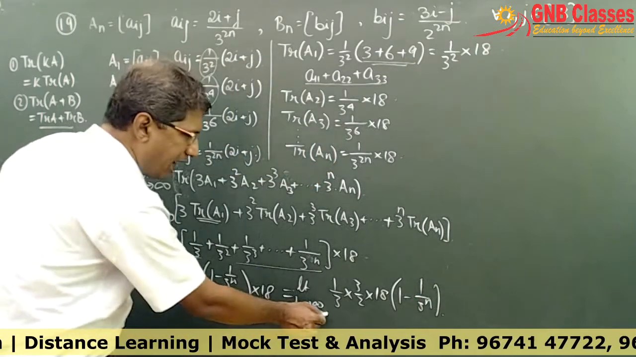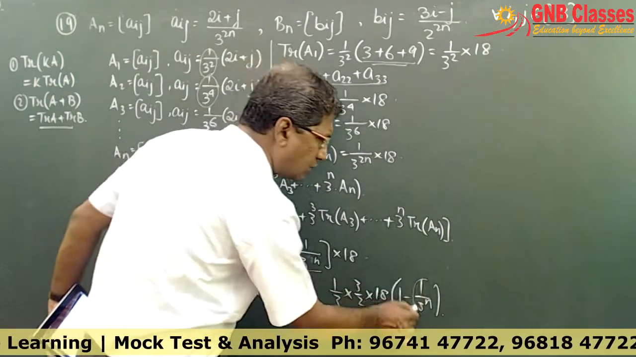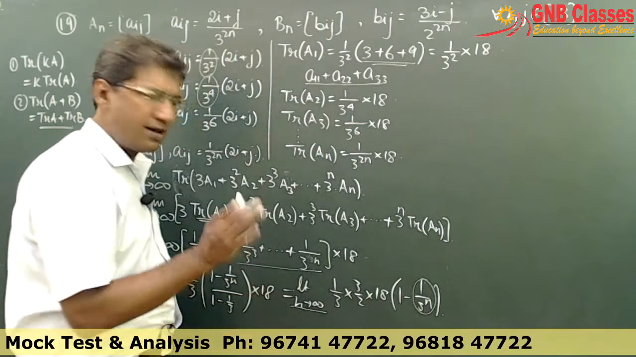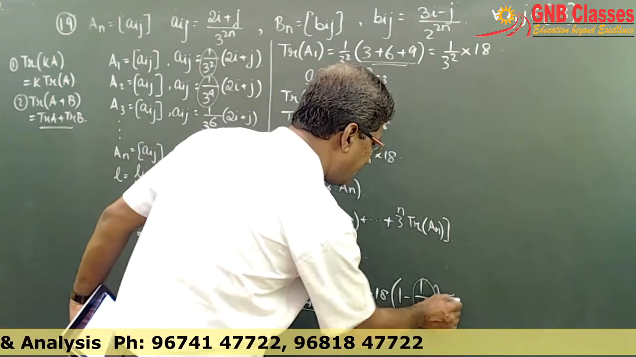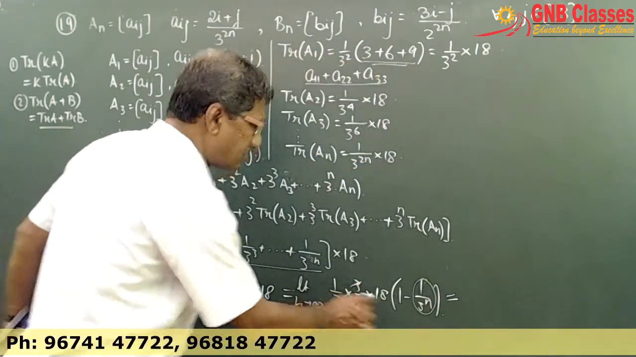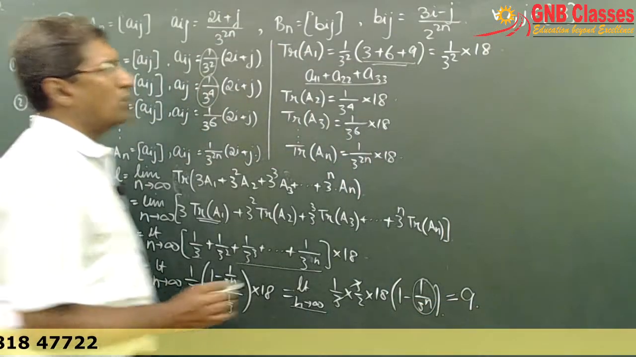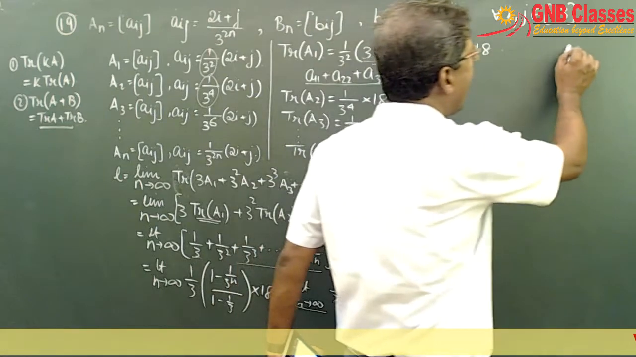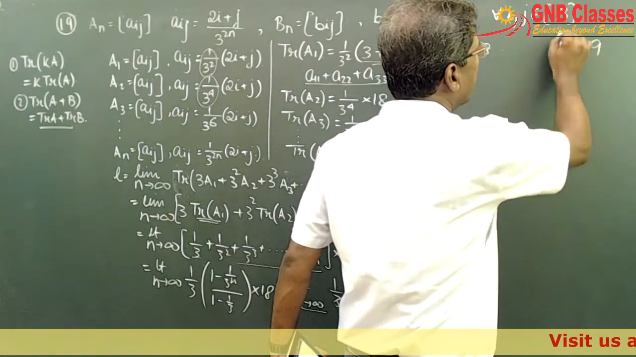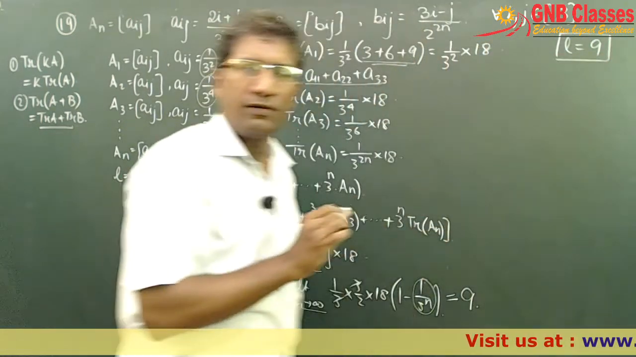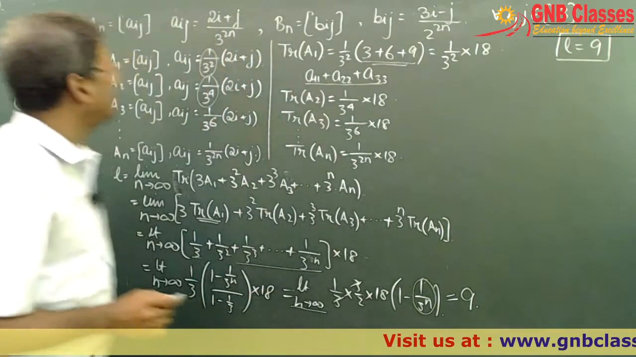Now observe, if n tends to infinity, 1 by 3 to the power n is tending towards 0. So this will get cancelled, and we are getting here 9. Is it clear? Therefore we got our L as 9. Okay, now let me rub this one.